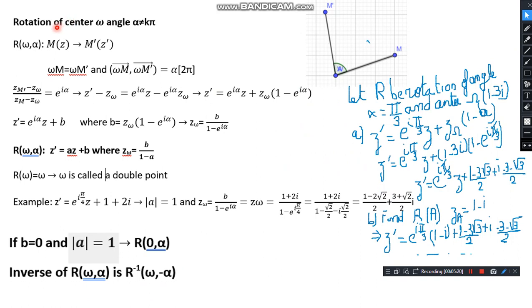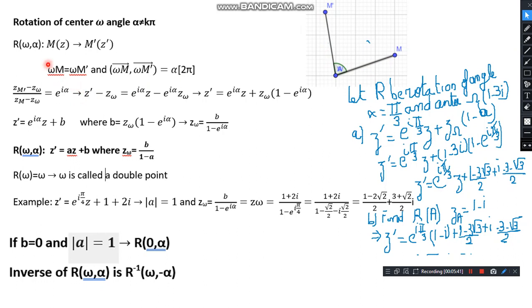Now we're going to start with rotation. In a rotation you always need a center, and you rotate a point M according to an angle alpha. As you can see here, in that case WM equals WM prime, and the angle between them equals alpha. Here we don't put vectors because the two arms are not parallel.